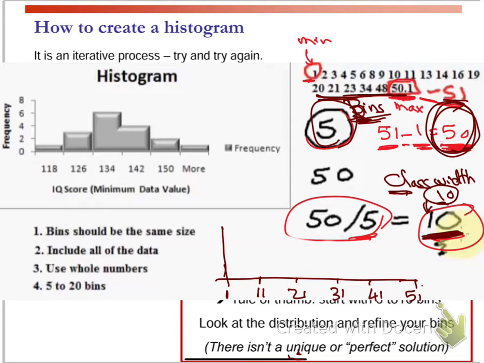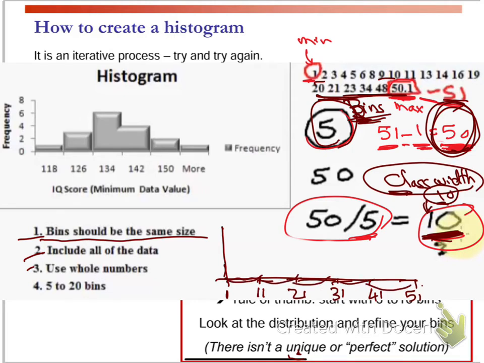I can count how many between 1 to 11, the frequency, how many numbers between 1 to 11, between 11 to 21, between 21 to 31, and so on, and I can start drawing it, okay? So in this case, as we said, we achieved all 4 criteria: the bins should be of the same size. The class width for each of them is 10, the same size. It includes whole data from 1 to 51. All the data are covered.